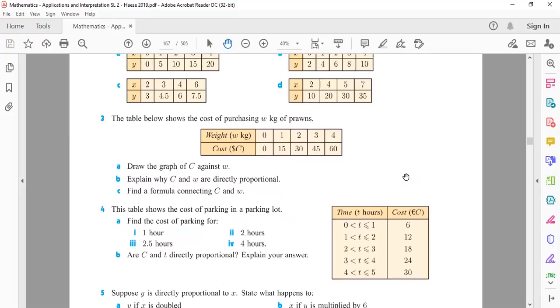So can you do the third one? Third one, okay. No need to draw. You have to give me the B part and C part.